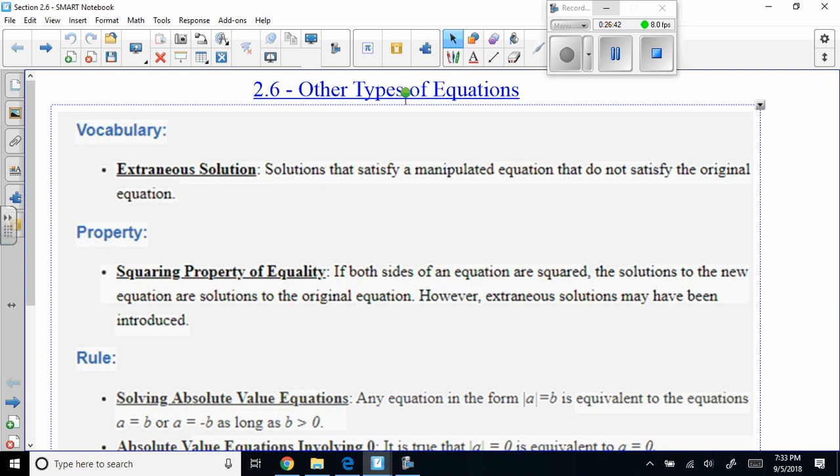Squaring property of equalities: basically, if you square one side, you've got to square the other, and extraneous solutions may have been introduced when you do that, right? So just be aware of that. We're going to look at absolute value equations, and what else?